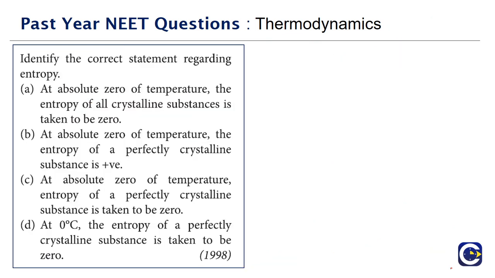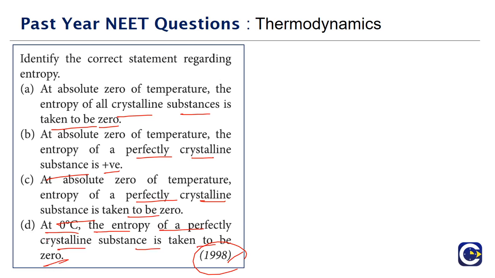Okay. Next we have a theoretical question that came in 1998. Identify the correct statement regarding entropy. What is option A? We have to go through all the options. At absolute zero temperature, the entropy of all crystalline substances is taken to be 0. Option B is saying at absolute zero temperature, the entropy of all perfectly crystalline substances is positive. Option C is saying that at absolute zero temperature, the entropy of all perfectly crystalline substances is taken as what? 0. Option D is saying at 0 degree centigrade, the entropy of a perfectly crystalline substance is taken to be 0.